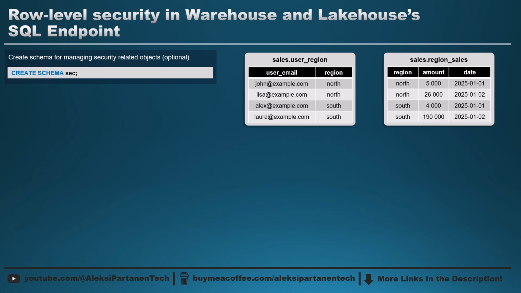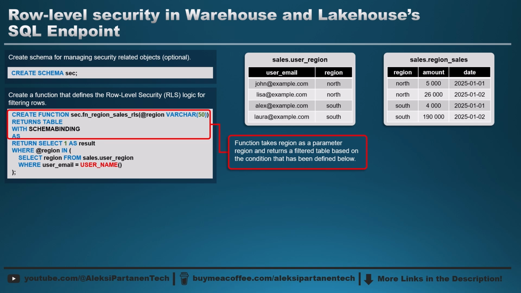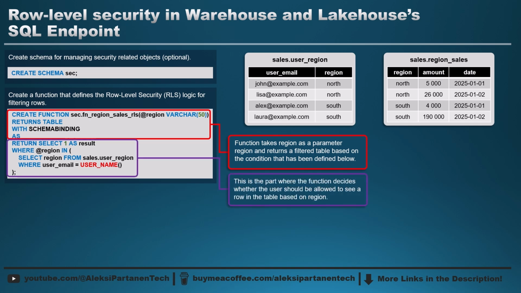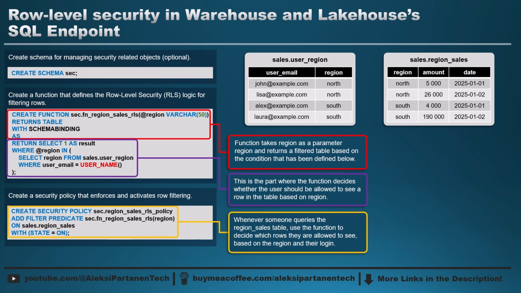Then we define a function that contains the row-level security logic. This function takes in a region from the row that is being queried and checks if the current user is allowed to see that row and region. Inside the function, we compare the region of the row with the list of regions assigned to the user. This information comes from a user region mapping table. The username function tells us who is currently running the query. So if the region in the row matches the user's region, the function returns a result, and that row is shown to the user. Next, we create a security policy that uses this function to filter rows in the sales table. Whenever someone queries the table, the function automatically checks which rows they are allowed to see.